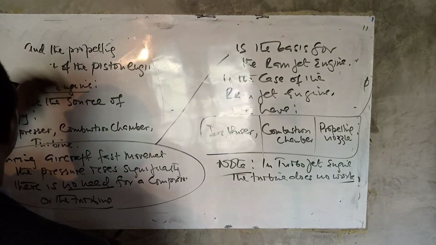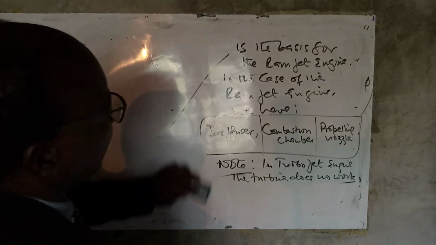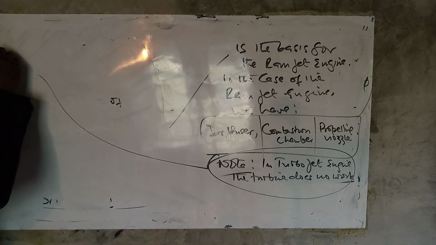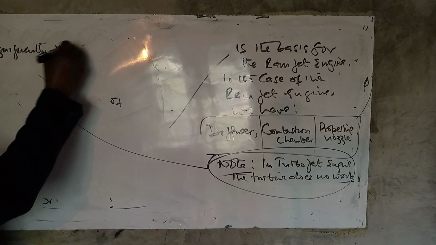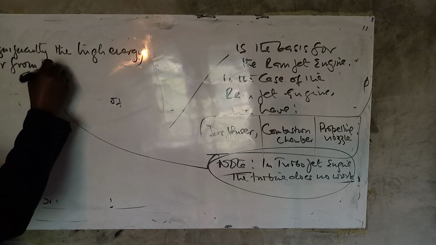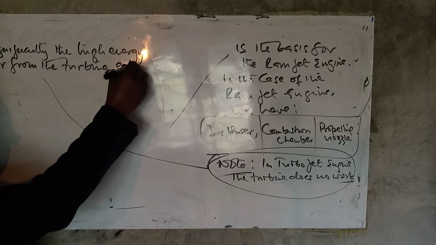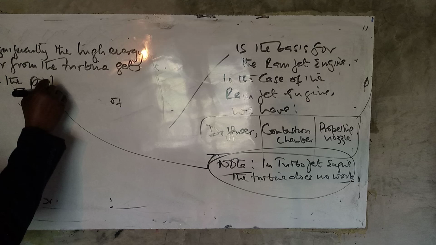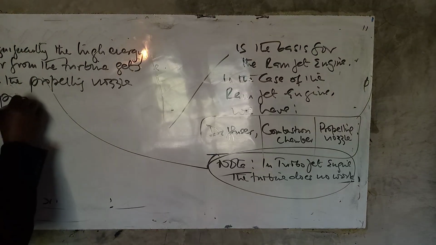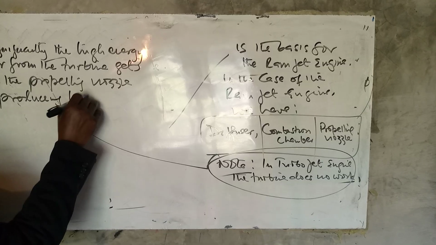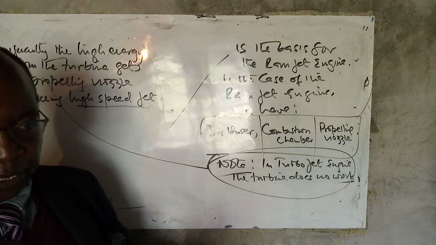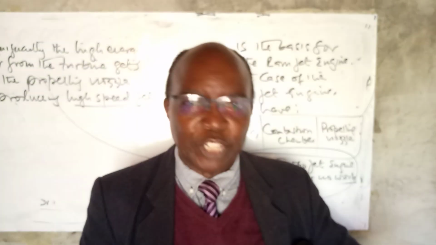So in a nutshell, what are we saying? Probably insignificantly, the high energy air from the turbine gets into the propelling nozzle, producing a high speed jet. That's about it.